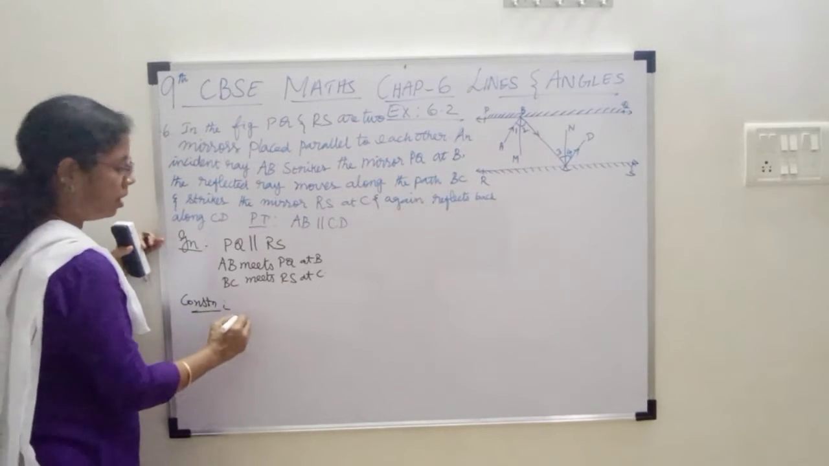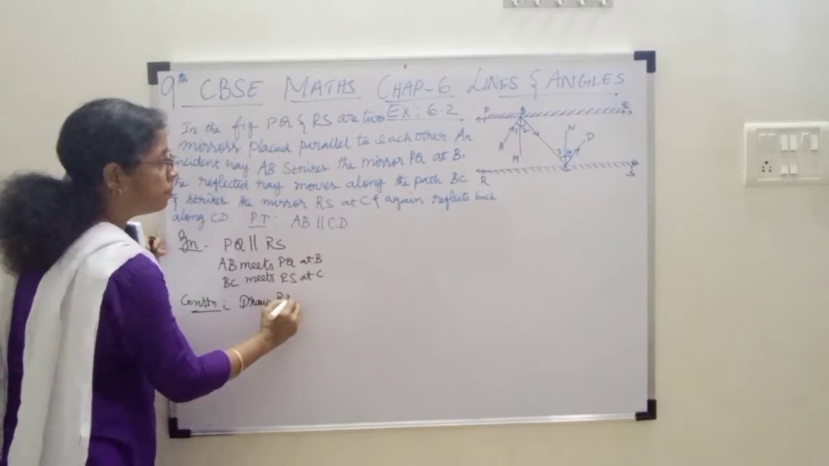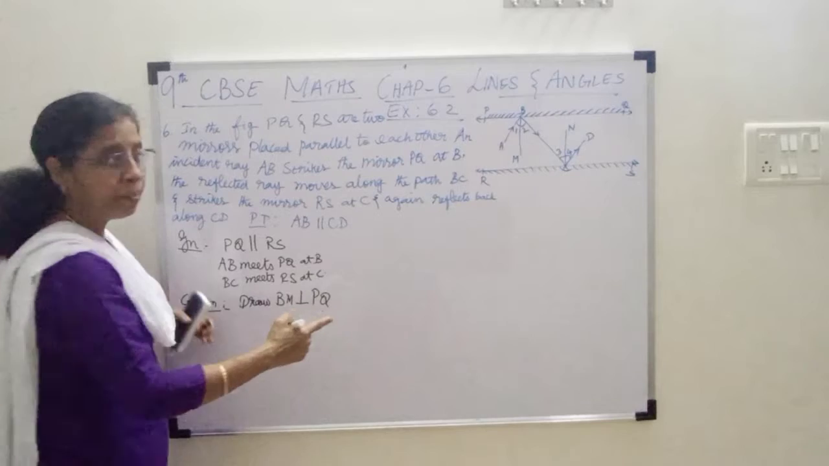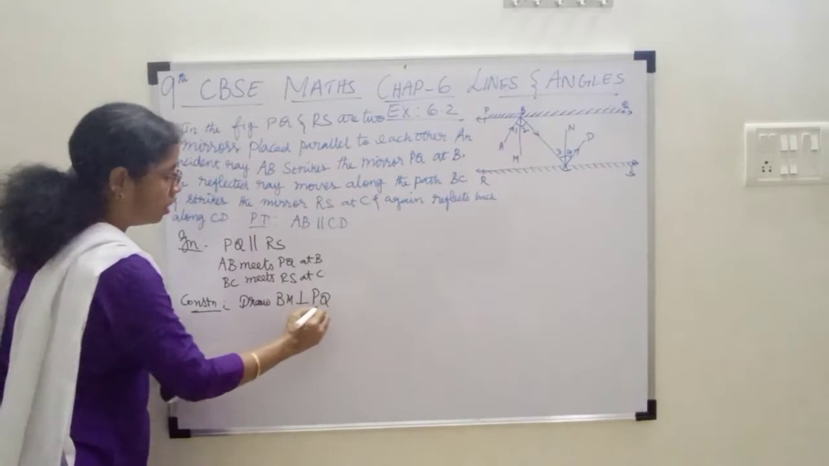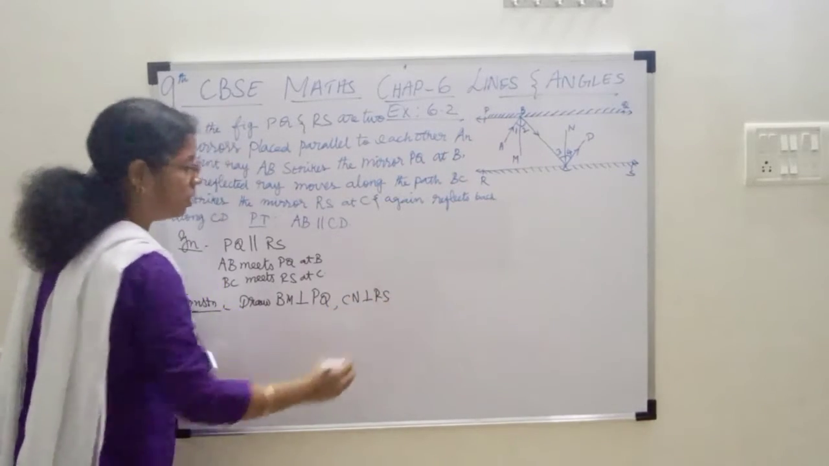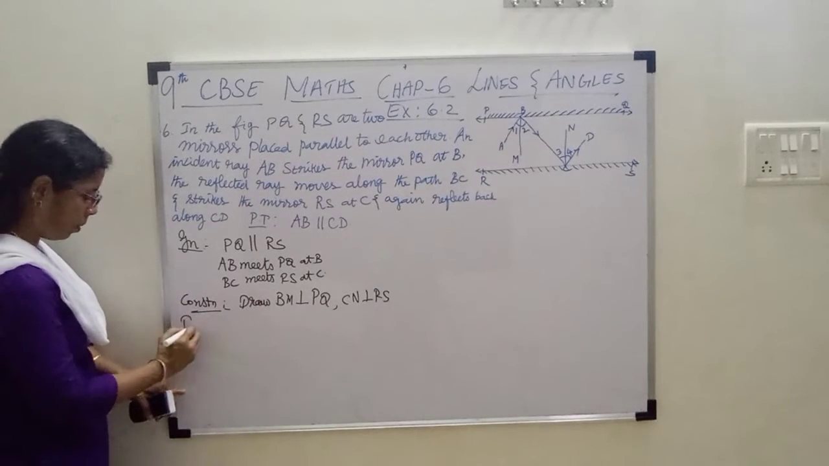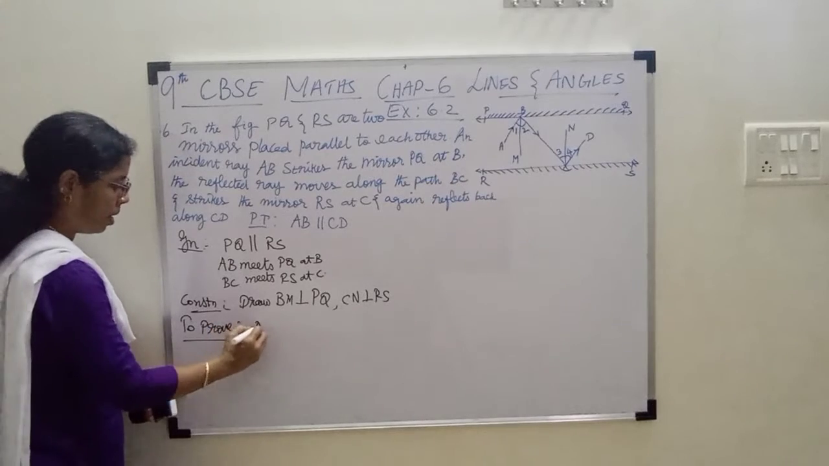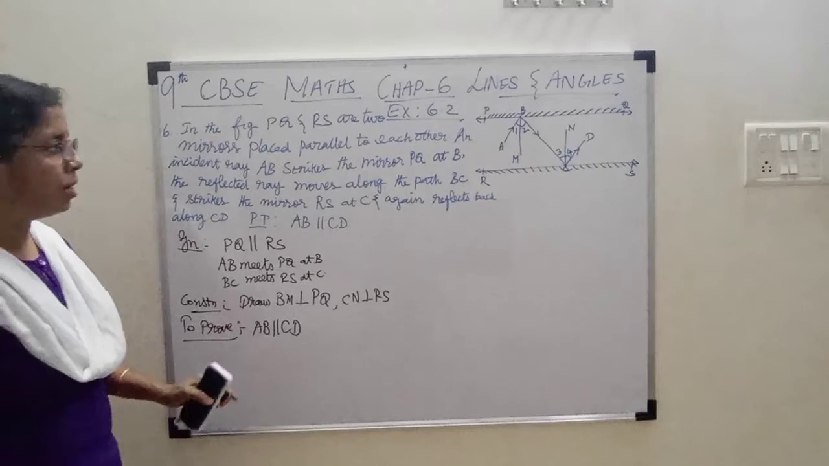Now you have to construct one thing. Draw BM perpendicular to PQ. Then draw CN perpendicular to RS. What you are supposed to prove is that AB is parallel to CD.